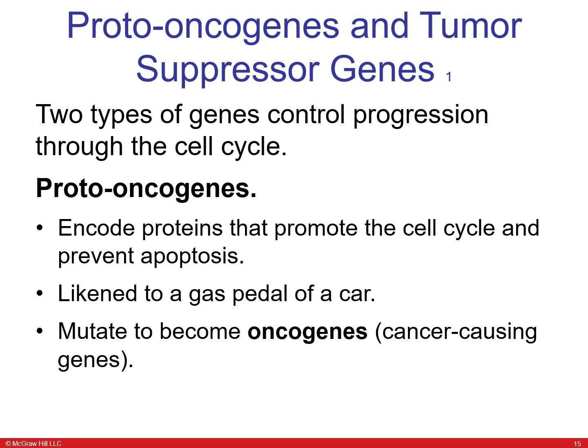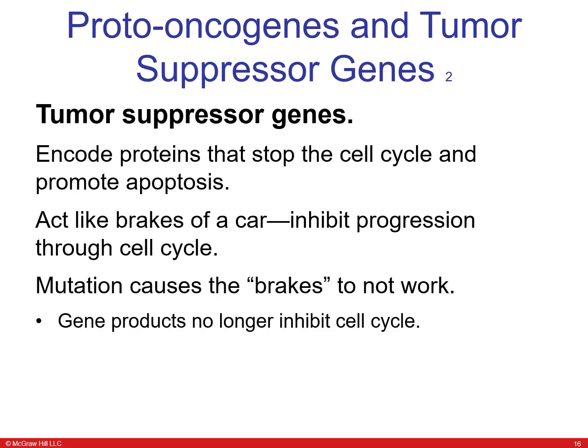So there are two types of genes that control progression through the cell cycle. The first are the proto-oncogenes, and these include proteins that promote the cell cycle and prevent apoptosis. You can compare this to the gas pedal of a car or a green light. These can be mutated to become oncogenes or cancer-causing genes. The other genes are tumor suppressor genes, and these encode proteins that stop the cell cycle and promote apoptosis. You can compare this to brakes on a car that inhibit progression through the cell cycle. When a mutation causes the brakes not to work, then cancer can proceed.